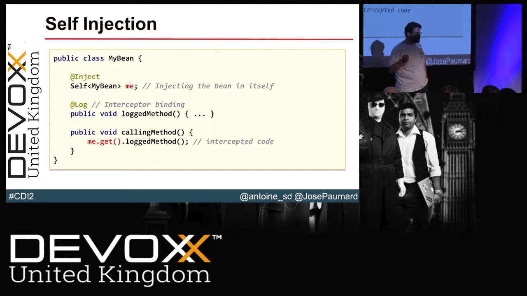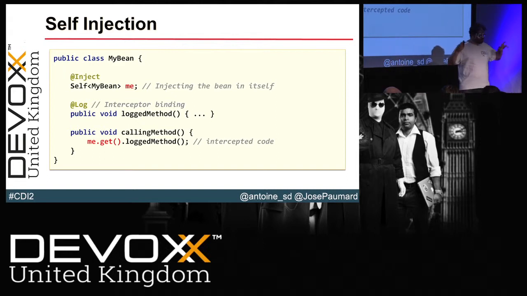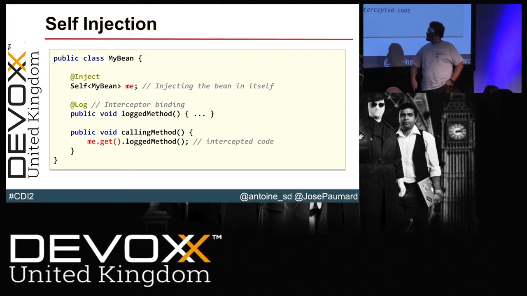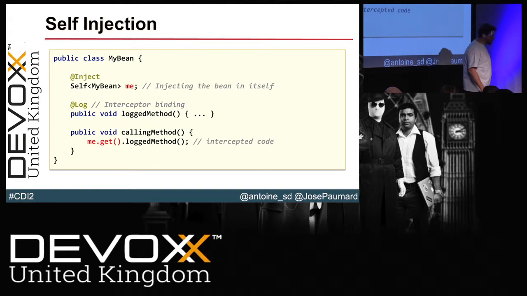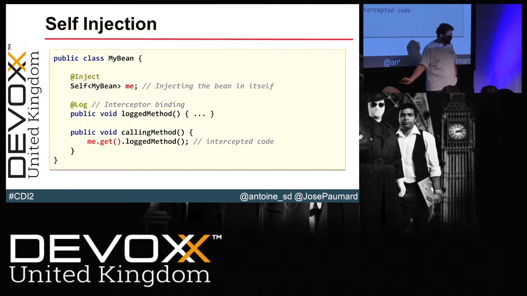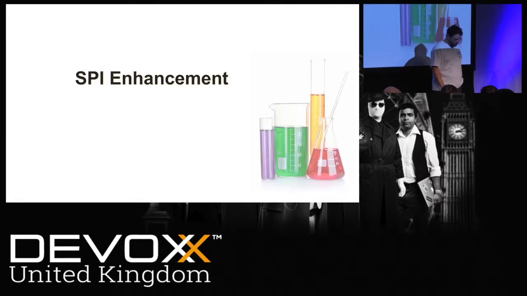That's the solution we've got right now. So using a self interface, allowing the bean to inject itself, and instead of calling the method directly, using the injected self to call the method to help trigger the interceptor and decorator on the bean. Again, it's work in progress, so if you have input on that, we are okay to read it.